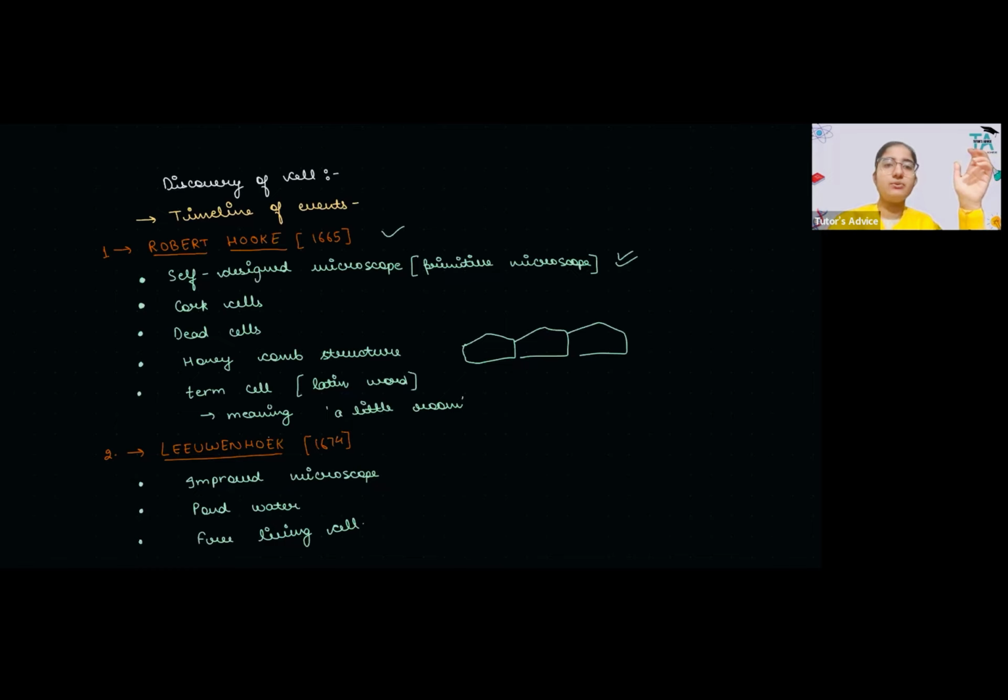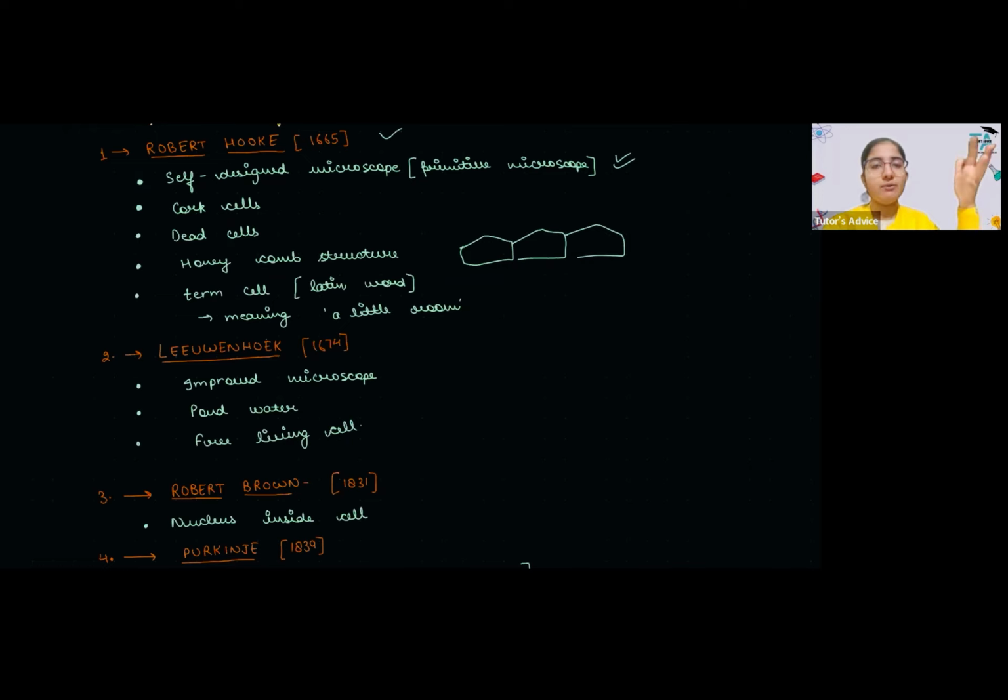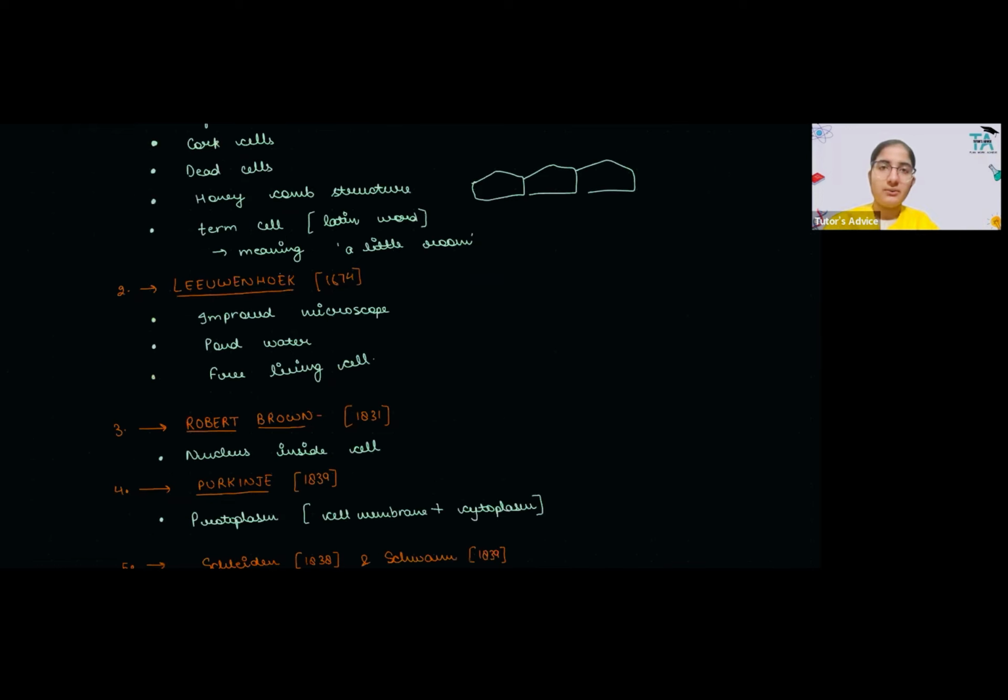Coming to the second person, Leeuwenhoek. Leeuwenhoek came in 1674, and he had an improved version of the microscope. Because he had an improved microscope, it was comparatively easier for him to make discoveries. So he discovered the living cell. It is very, very important that we understand the difference between a living cell and a dead cell. Who discovered the living cell and who discovered the dead cell? In exams, there can be MCQs in which they ask who discovered the living cell. So we should keep this in mind. It was Leeuwenhoek. The dead cell was discovered by Robert Hooke.